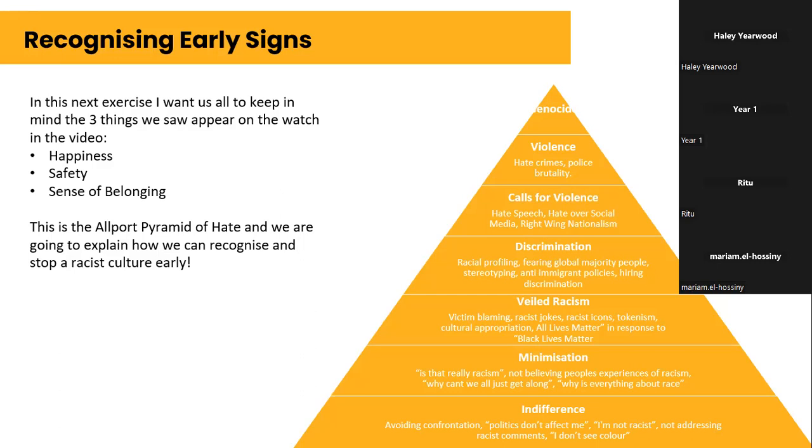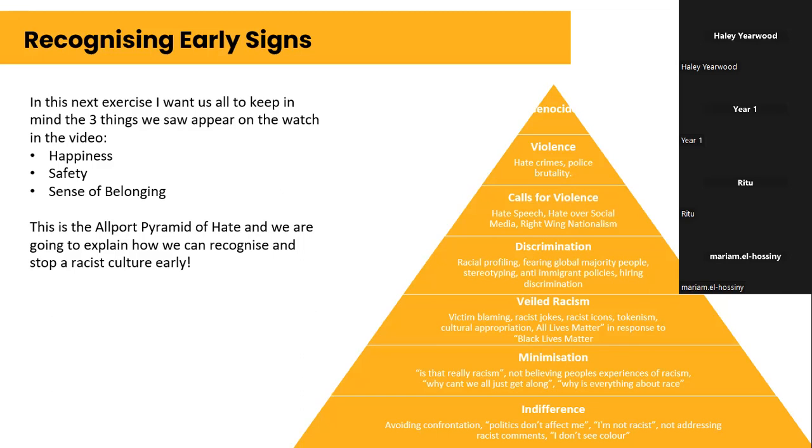And this is where the unicorn of the race world comes about, and that's called the race card. The race card is a way of using minimization to just shut down someone's experience or what they're seeing.